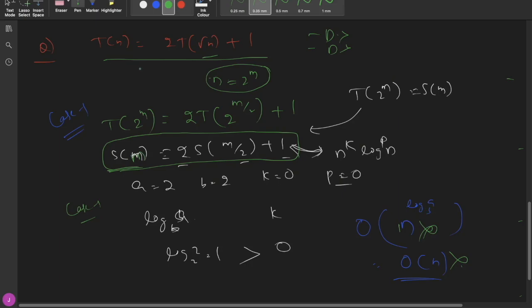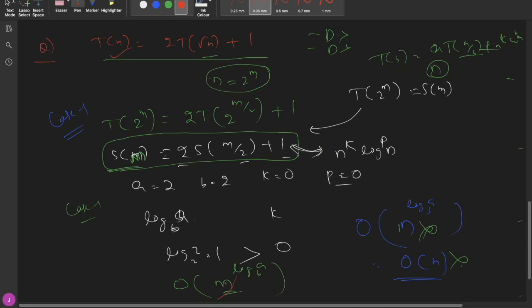In the other questions we have solved before, the equation is like this: t of n equals a t of n by b plus n power k log n power p. That's why we make the log a base b value the exponent of n. But here m is there. That's why we have to make the log a base b value the exponent of m, not n. So the correct answer should be the log a base b value as the exponent of m. But the question is actually given in terms of n, not in terms of m.